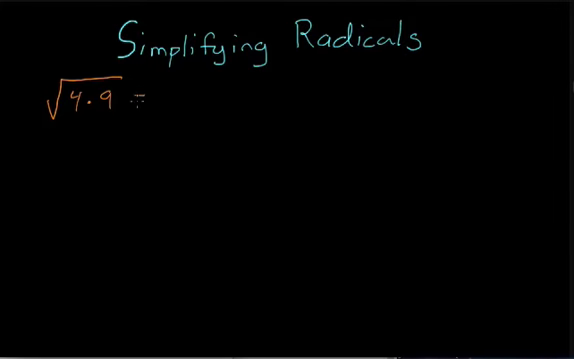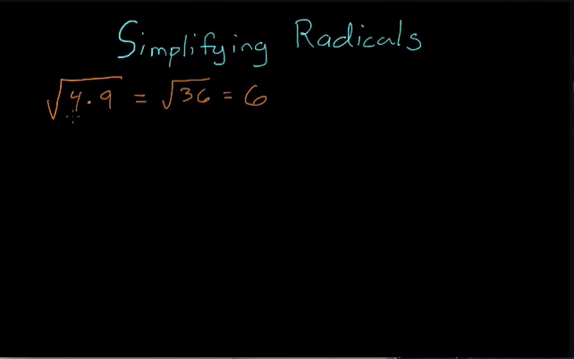Well, we could simplify this by simplifying the expression inside, or underneath, the radical sign. 4 times 9, that's the square root of 36. And since 36 is a perfect square, we know that it simplifies to a rational number. The square root of 36 is just 6.